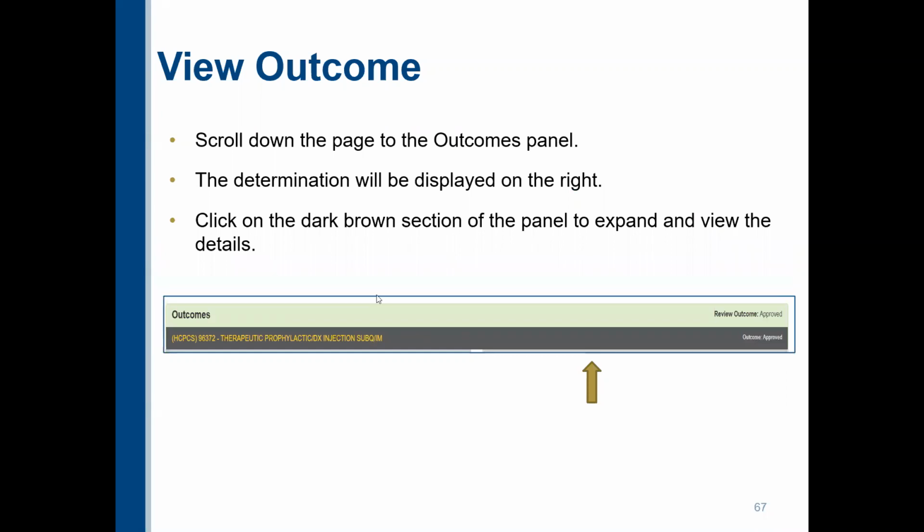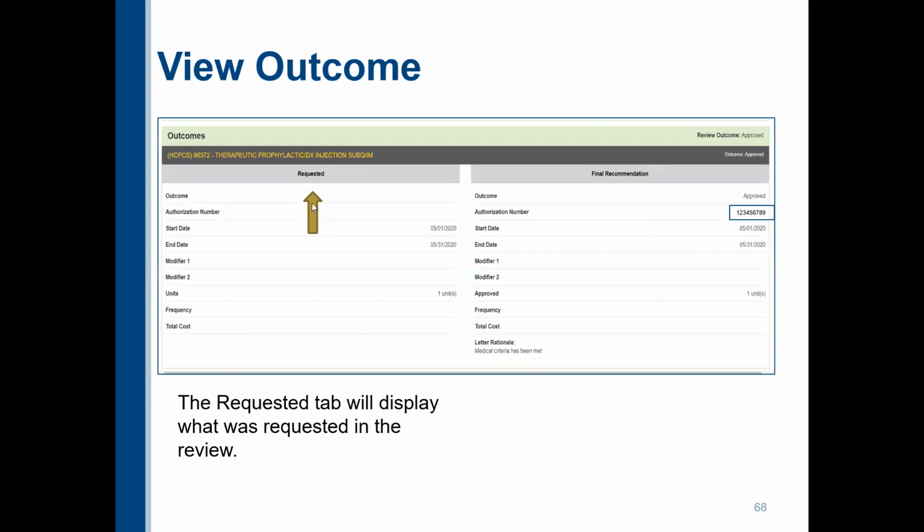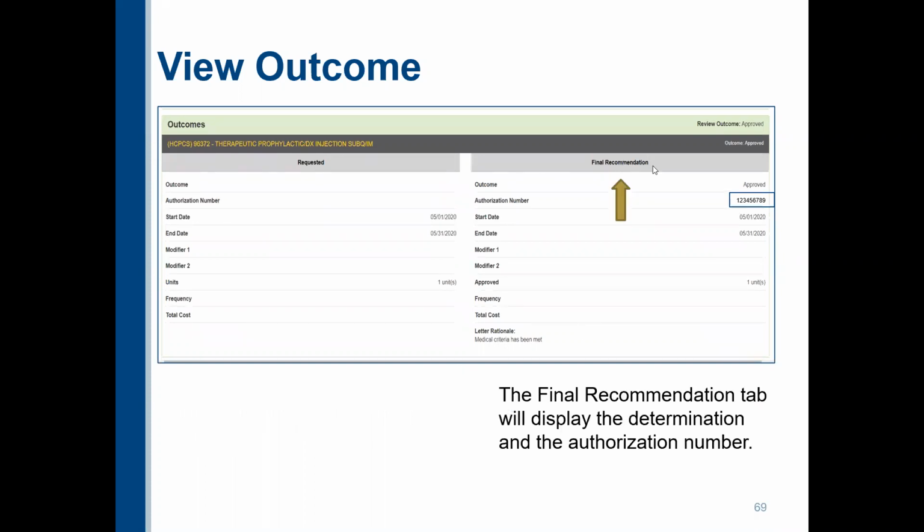You'll then scroll down to the Outcomes panel in the Member Hub, and the determination will be displayed here on the right. You'll click on the dark brown section of the panel to expand this view and be able to view all the details. In that expanded view, you'll see a Requested tab, which displays the information that you requested for your review. In the Final Recommendation tab, we'll display the determination and that authorization number that you'll need for billing.